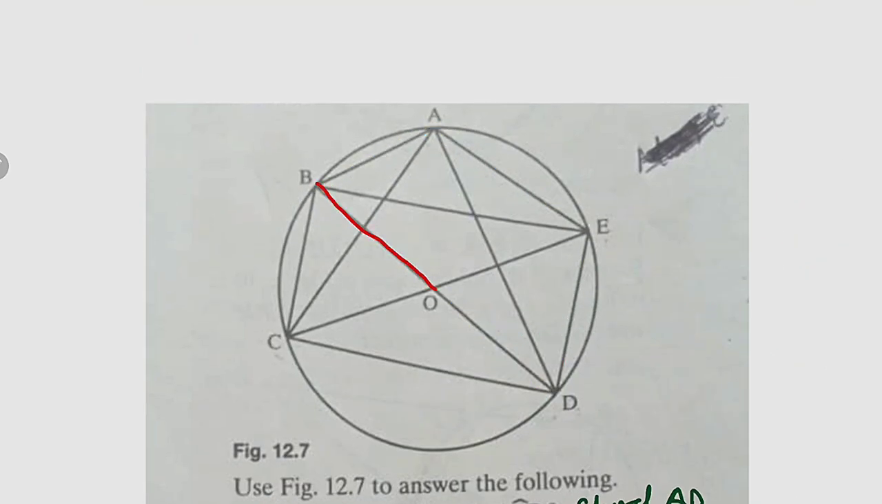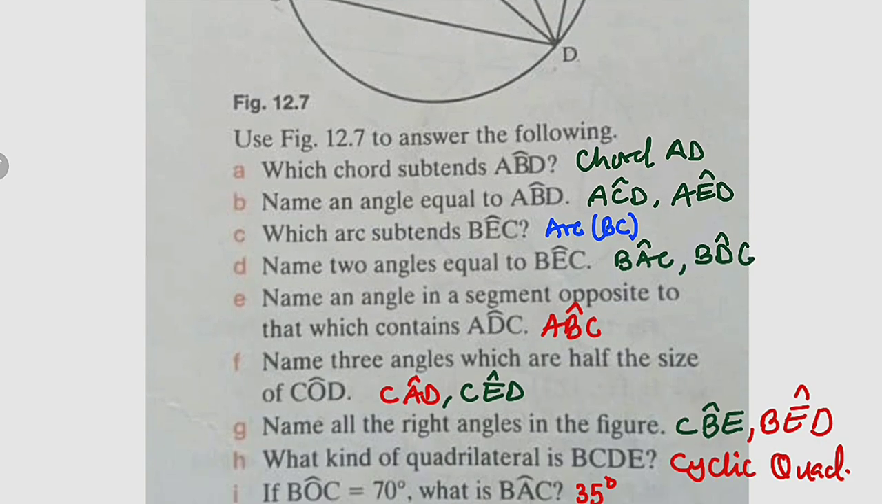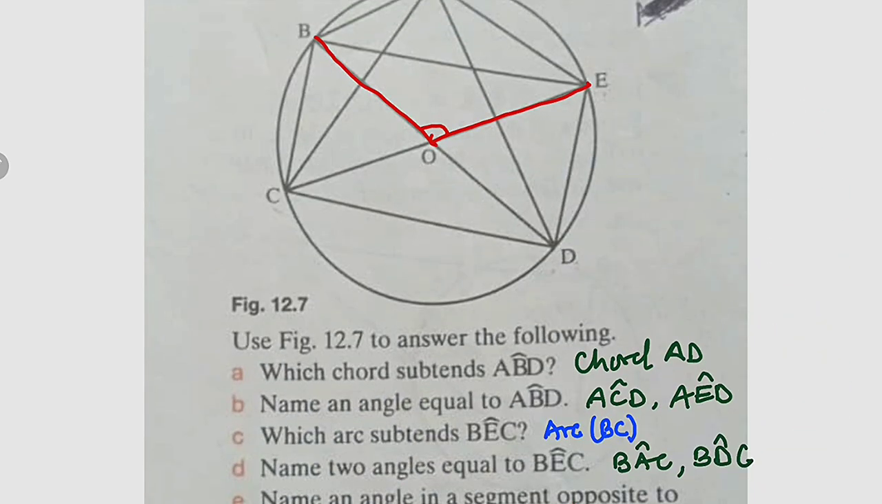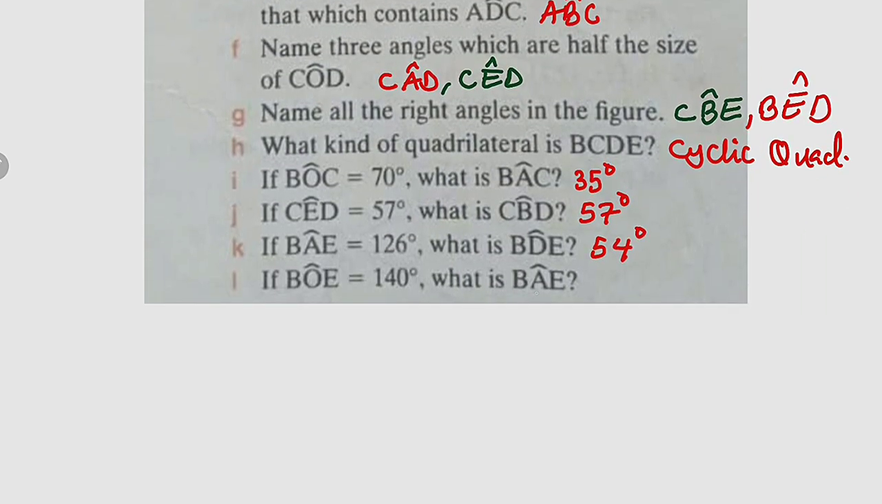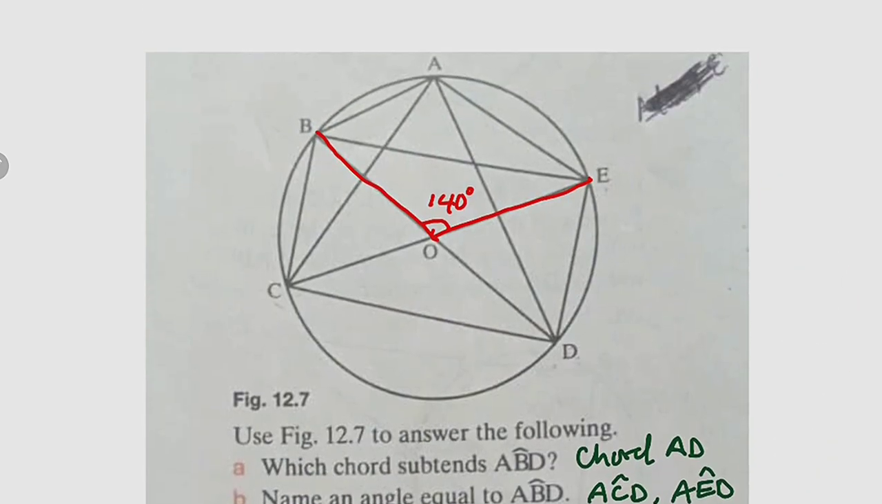Then the last question, if BOE is 140, let us locate it. BOE, this particular angle, they say is 140 degrees. Then we are asked to find the measure of angle BAE. We are talking about this particular angle. Let me call it X. You should know that this is not a cyclic quadrilateral because only 3 vertices are on the circumference. This is on the center, so it is not a cyclic quadrilateral.